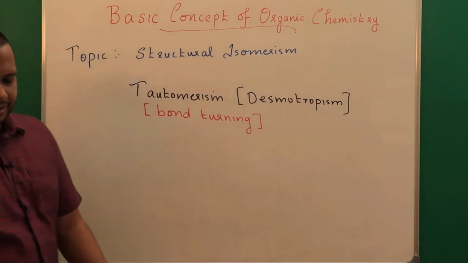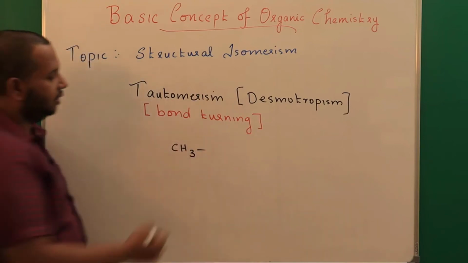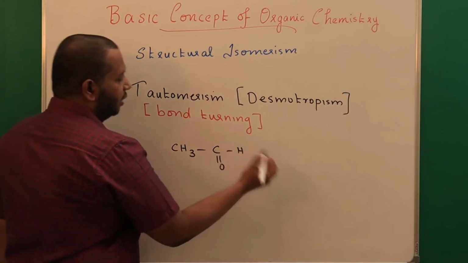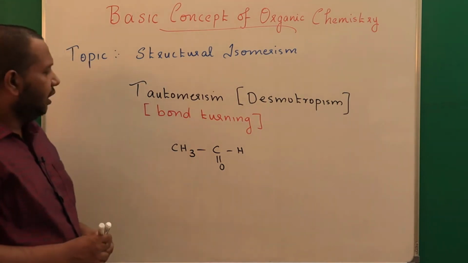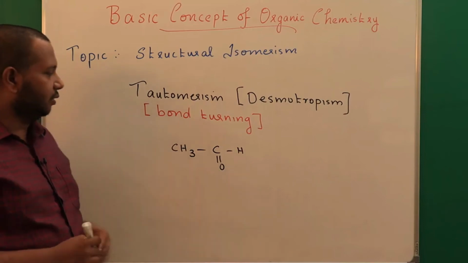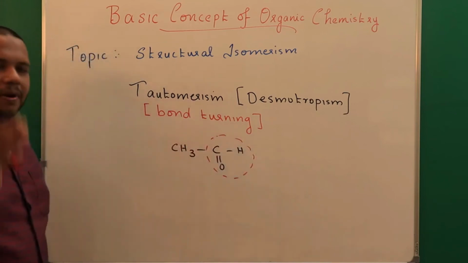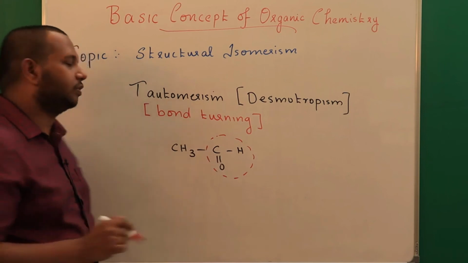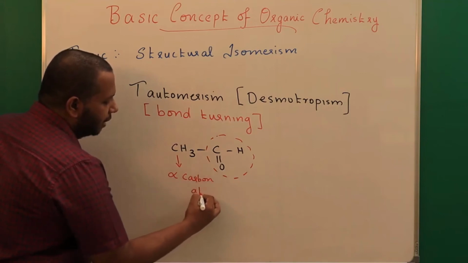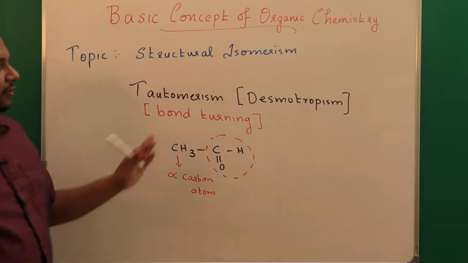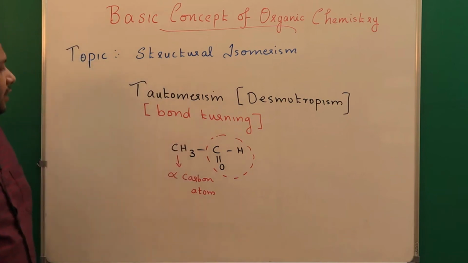Let's say you have a compound like this: CH3, C double bond O, H. Now what is acidic hydrogen? To understand that, please listen first. You have a functional group CHO here. The carbon atom which is connected to the functional group is called the alpha carbon atom. I am using the term alpha carbon for the first time, so please understand it.